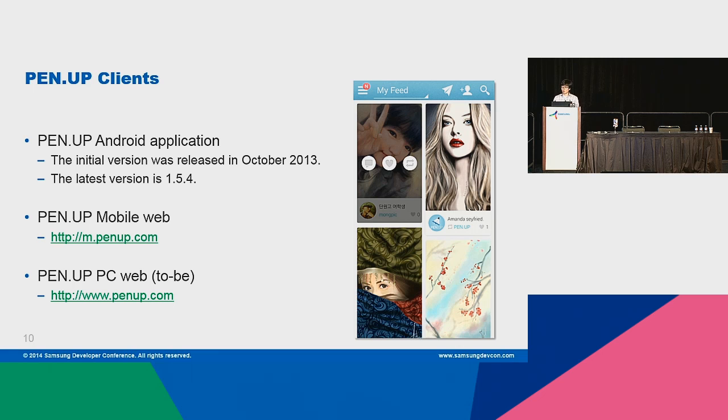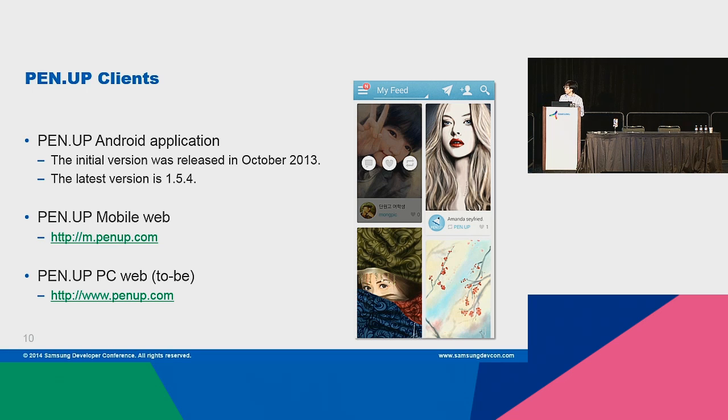PEN.UP was launched in October last year with releasing the PEN.UP Android application. We've upgraded that application continuously, so now the latest version 1.5.4 is uploaded to Google Play and Samsung Galaxy apps. Actually, at first, the PEN.UP application was available only at Samsung Galaxy Note, but now we are supporting most Android devices whose version is Android 4.0 or above, including other manufacturers' devices.